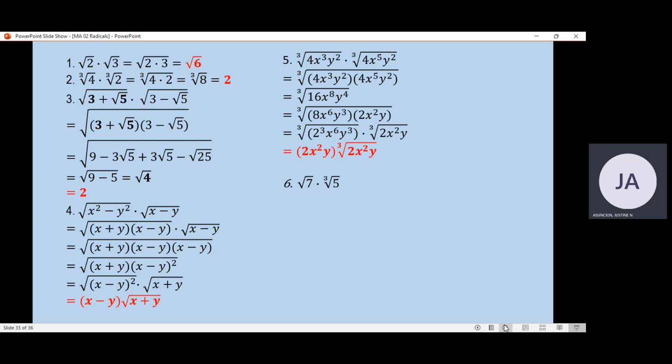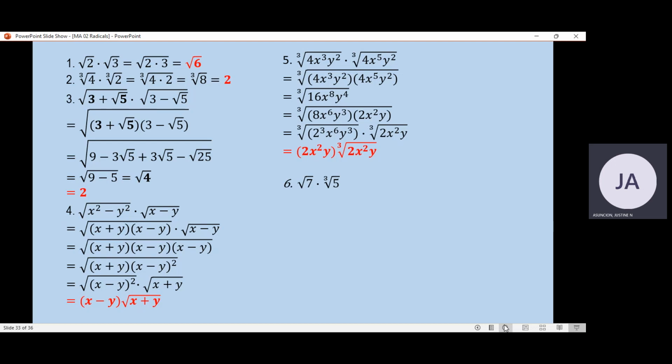Number 6, the square root of 7 times the cube root of 5. Here, as you observe, we have different indices. For the square root of 7, that's 2, and for the cube root of 5, that's 3. So we need to express both radicals with the same index.